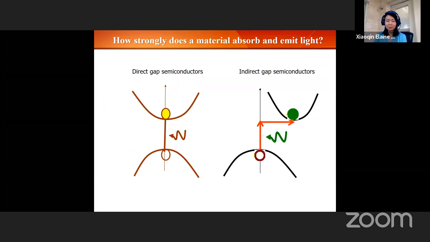So what happens when you go from two layers to one layer? You actually have a very drastic band structure change. You change from an indirect semiconductor to a direct semiconductor. As we know, light emission and absorption processes need to satisfy both energy and momentum conservation.